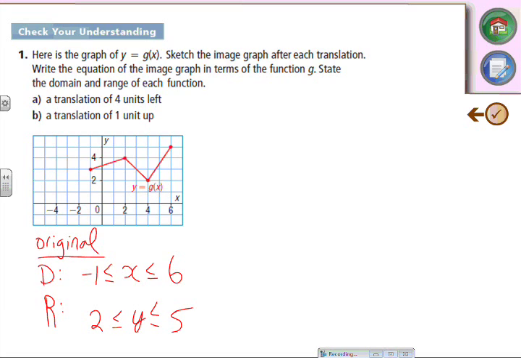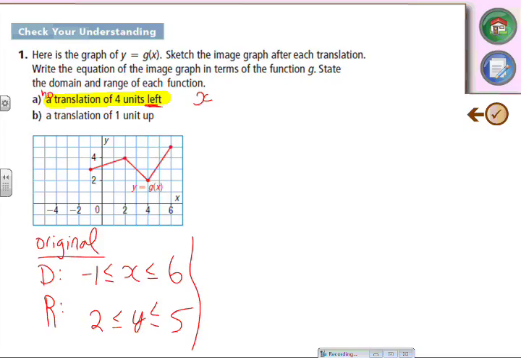Now let's get into our translations. 100% of the time, don't care what the graph is that we're starting with, what the equation is I'm starting with, if I say translation 4 units left, I'm going to say x is replaced because this is a left translation. That means they're talking about horizontal.